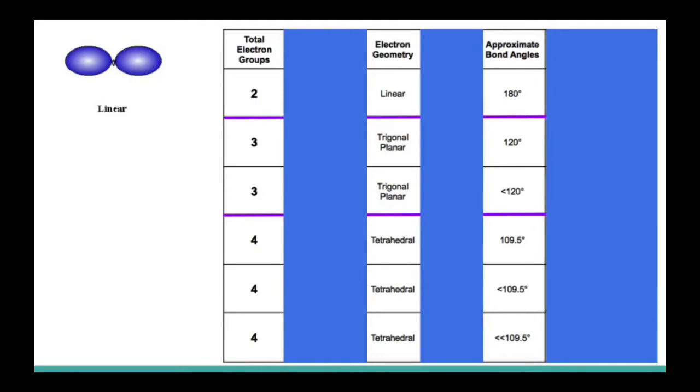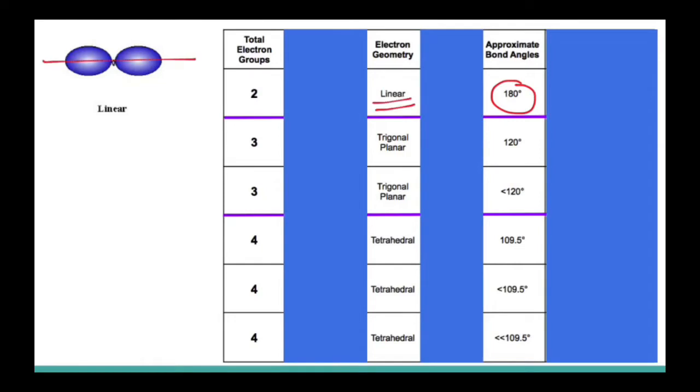So here, visualize our central atom as the central knot tying together these balloons. Here, we're looking at 2 balloons, meaning 2 electron groups, bonds or lone pairs, doesn't really matter. And those 2 groups, if they spread out as far apart from each other as possible, are going to make a line, a linear shape. So that's what we call the electron geometry of a molecule with 2 electron groups around the outside. Pretty simple.